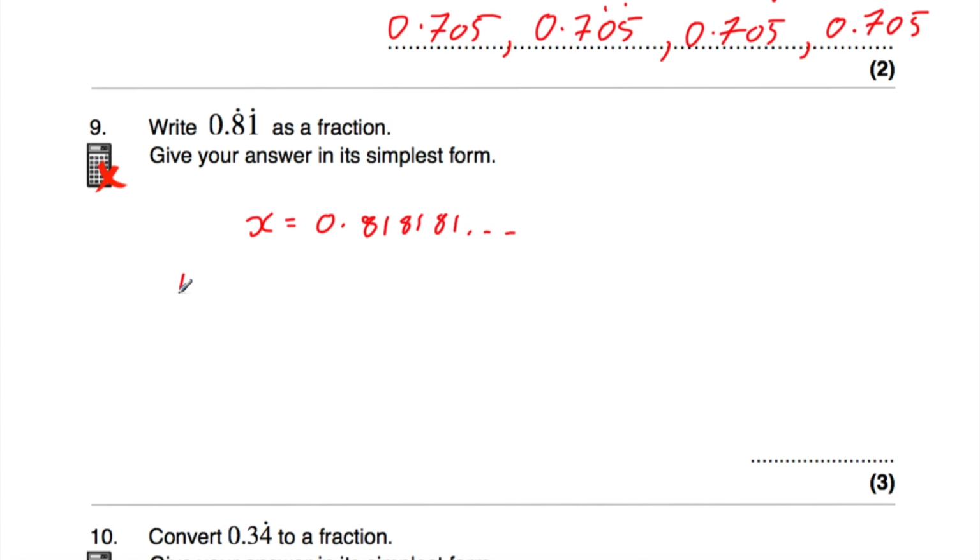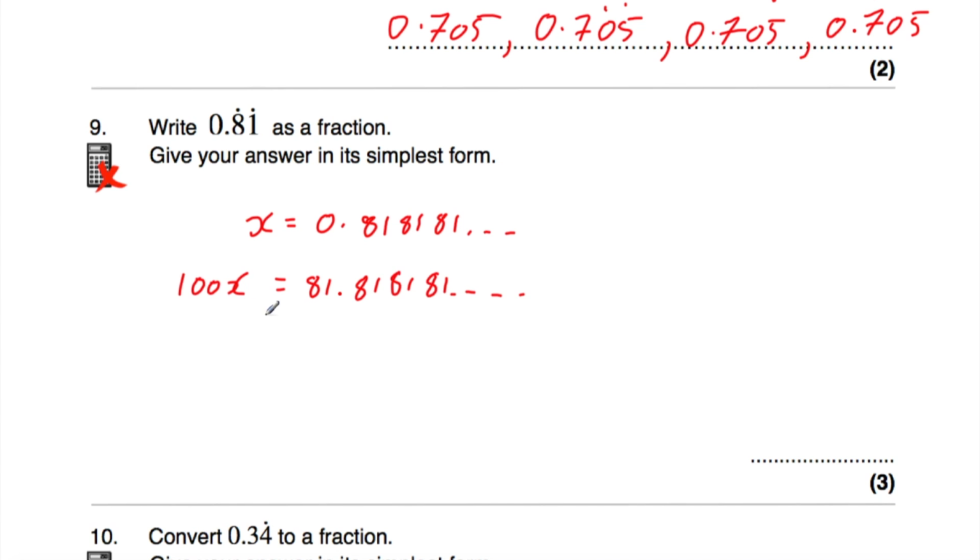So if I multiplied x by 100, that would give me 100x. And 100x would be, if I multiply this by 100, moving all the digits 2 columns to the left, 81.818181 and so on. Now both these numbers, 0.818181 and 81.818181, have the same bit after the decimal point. So if we were to take those numbers away from each other, the bits after the decimal point would disappear, they'd all become 0, and we'd just be left with a number equals so many x, and then we can divide and find out what x is.